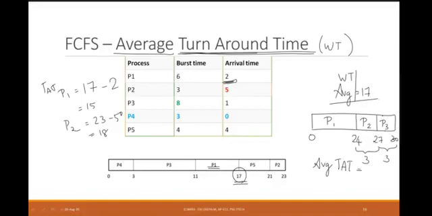Yes, can someone type in what is the average time that you got? Yes. So for the other one, 17.6. Yes, please confirm all of you whether it is 17.6. Find out the turnaround time for all the processes, then divide it by 5 and tell me the answer.